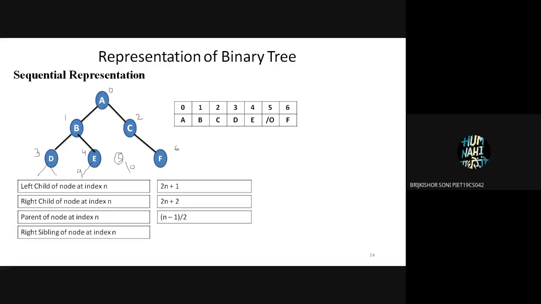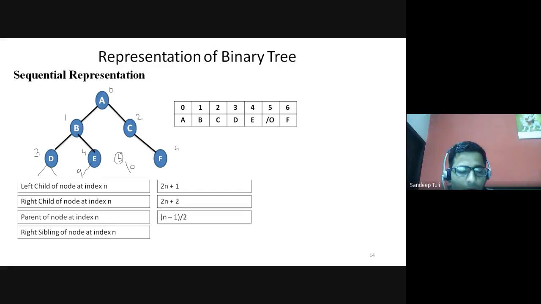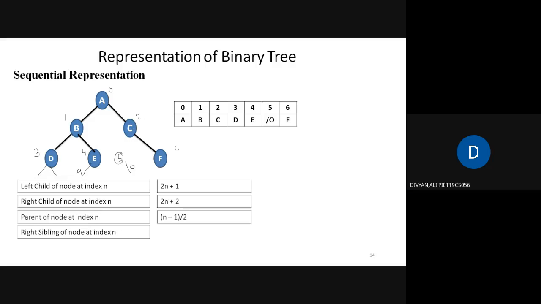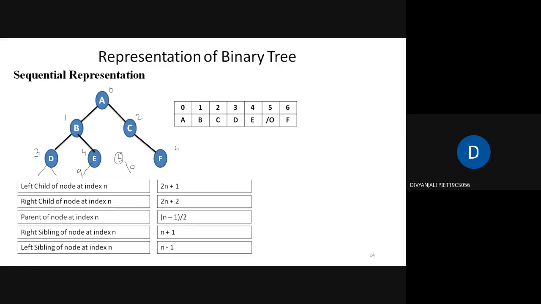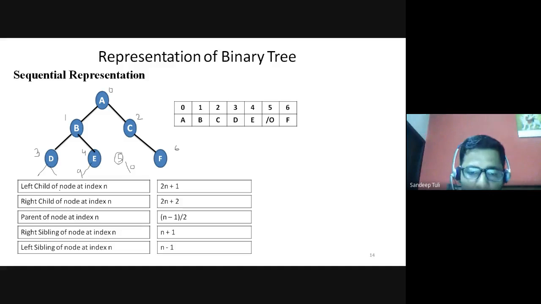ओके सर. Sir, it is like the binomial theorem, क्योंकि उसमें भी ट्री बनता था. आपको दिखाऊंगा सर एग्जांपल इसका. ओके. राइट सिबलिंग नोड्स का इंडेक्स क्या होगा बताइए? राइट सिबलिंग नोड का इंडेक्स n plus 1. डेफिनेटली n plus 1. लेफ्ट सिबलिंग का n minus 1. Now let me clear the things.